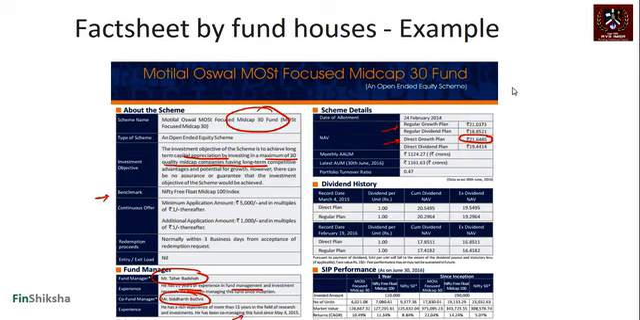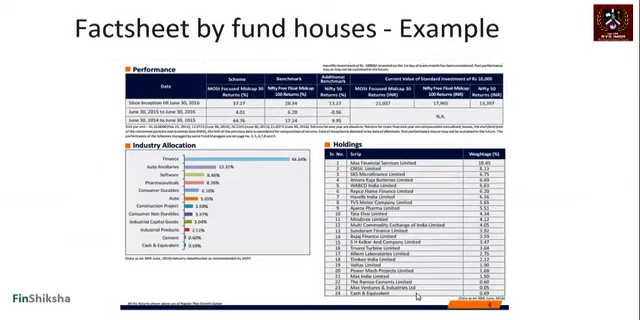So the NAV of the direct growth plan is bigger than the regular plan, and that's because of the expenses. What is the monthly AUM? The latest AUM is available here as well. What's the dividend history? What's the performance that the fund has given over the last year or so? And the return is also available.